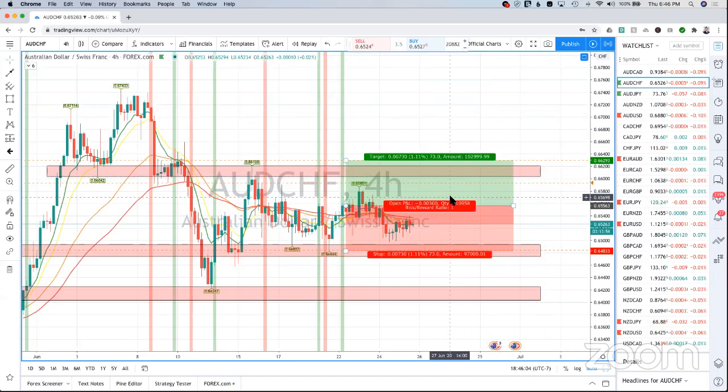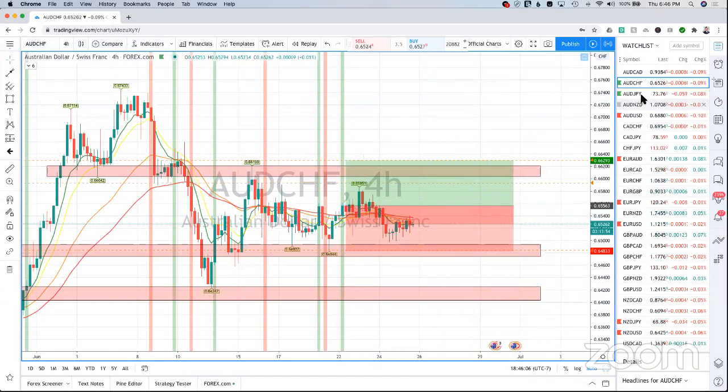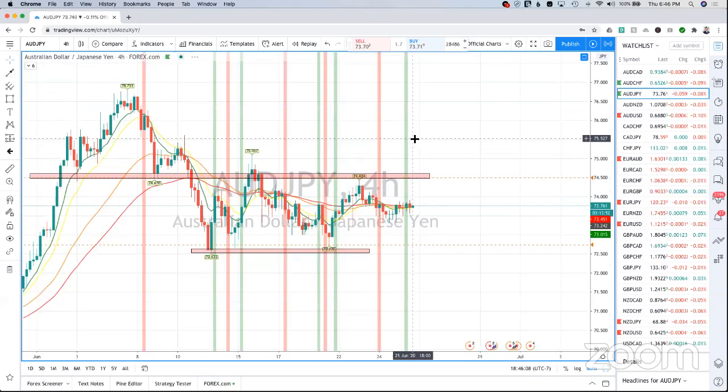Let me just lock this. AUD JPY. And did I just delete everything? Oh, I swear I had this on here. Yeah, go back. AUD JPY actually hit TP1, but I'll mark it up anyways just in case.